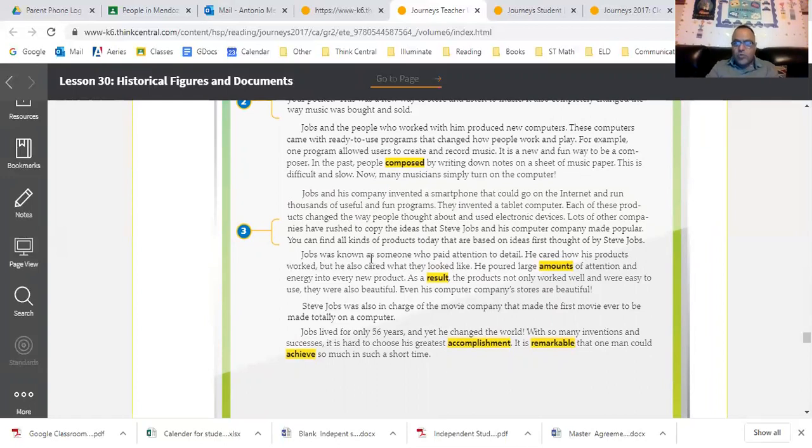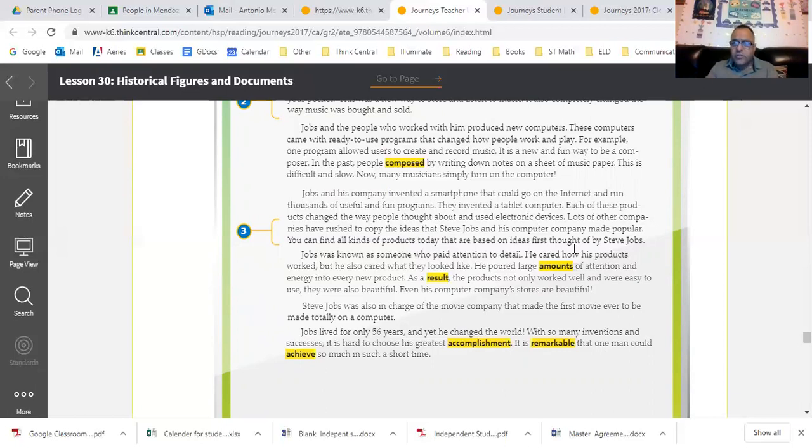Jobs was known as someone who paid attention to detail. He cared how his products worked, but he also cared what they looked like. He poured large amounts of attention and energy into every new product. As a result, the products not only worked well and were easy to use, they were also beautiful. Even his computer company stores are beautiful. That's a fact. If you go into an Apple store, you're going to see some really beautiful products.